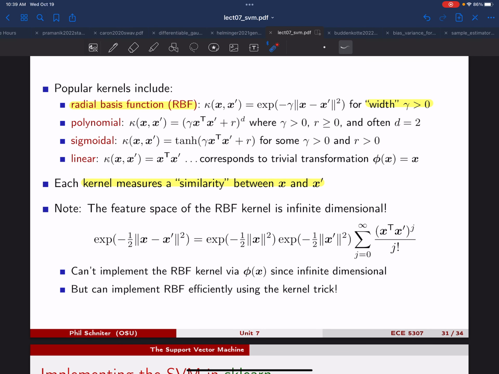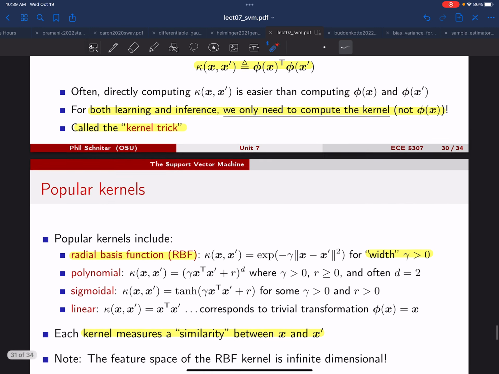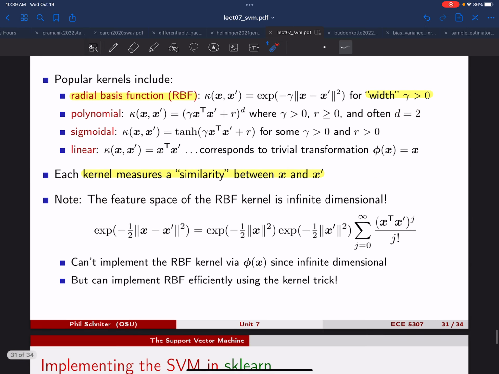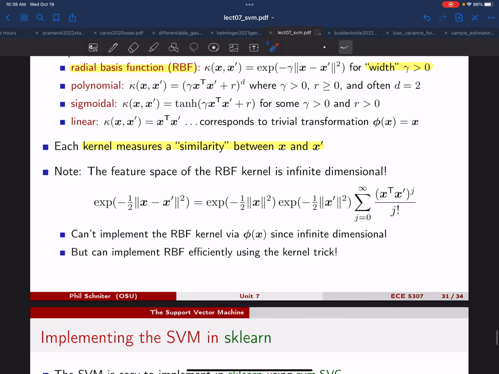So one of the things that's interesting about this most popular Rbf kernel is if you did try to figure out what is the phi that corresponds to the Rbf kernel, the only way to build such a phi is actually an infinite dimensional phi. You can kind of see that by expanding this exponential into this series here. But basically, the main point is that if you tried to find the phi that is implied by the Rbf kernel, it would be infinite dimensional.